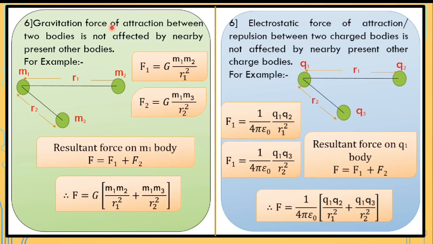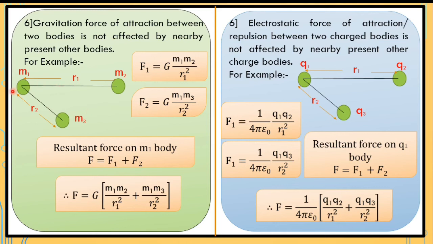Gravitational force of attraction between two bodies is not affected by other nearby bodies. According to the superposition principle, suppose we consider masses m1, m2 and m3. We want to calculate the force on m1 due to m2 and m3. The presence of another body nearby does not affect the force, according to the superposition principle.